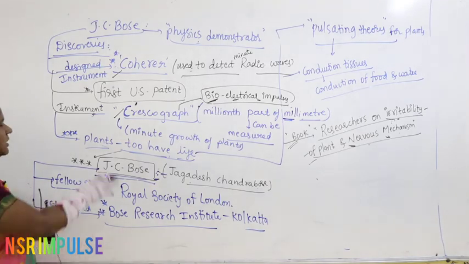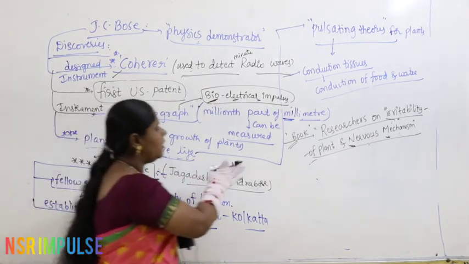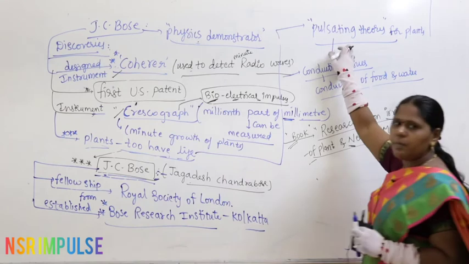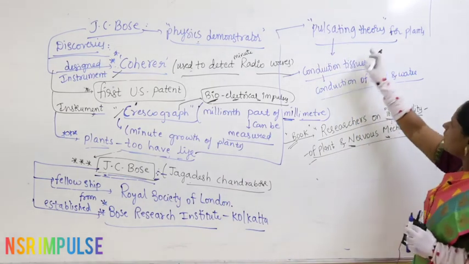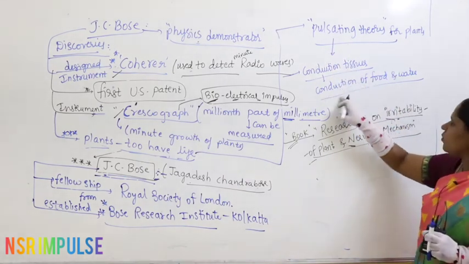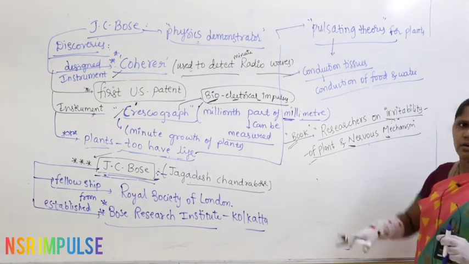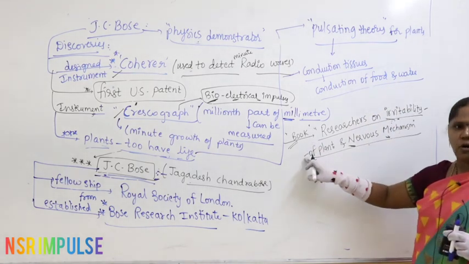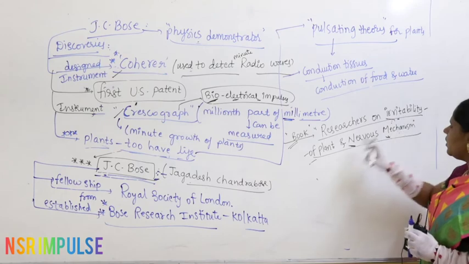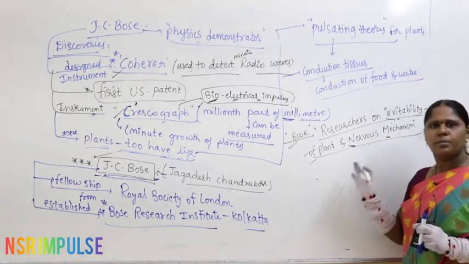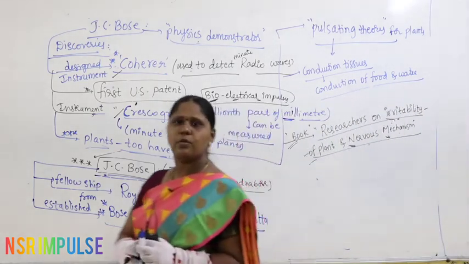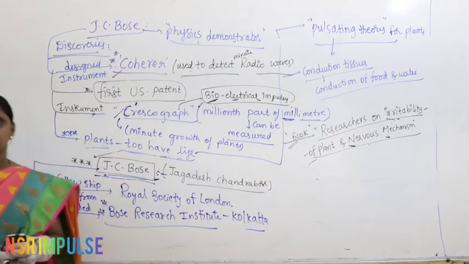With that, he said plants too have life, and to support this he introduced what is called the pulsating theory. What is the pulse for the plants? Conductive tissues, which are involved in continuous conduction of food and water. He also wrote a book called Researches on Irritability of Plants and Nervous Mechanism. This is the introduction about J.C. Bose.